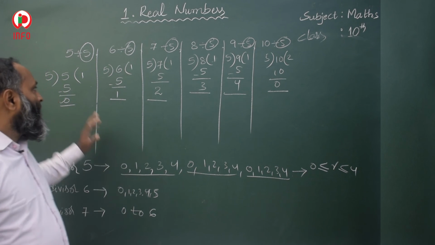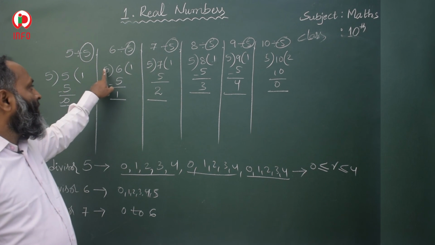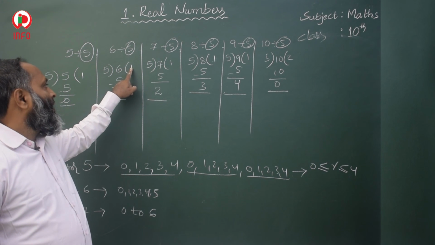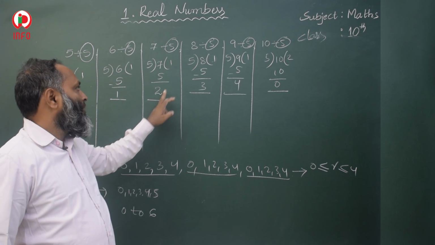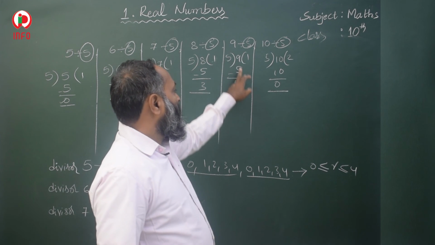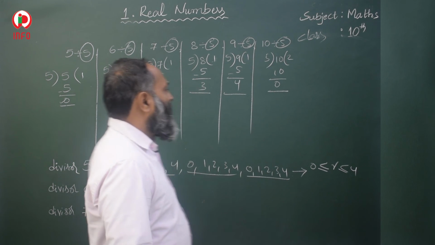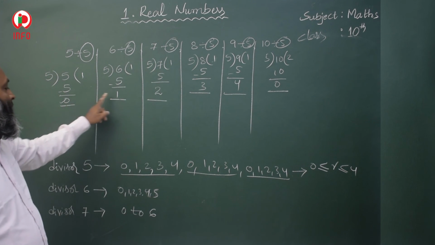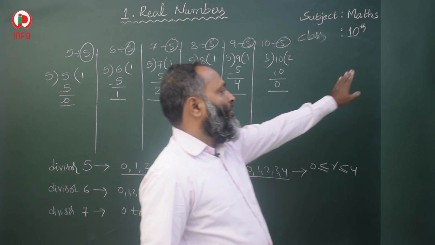Once again, see here. When we divide 5 by 5, the remainder is 0. When we divide 6 by 5, the remainder is 1. 7 divided by 5, the remainder is 2. 8 divided by 5, the remainder is 3. 9 divided by 5, the remainder is 4. Again 10 divided by 5, the remainder is 0. Then what are the remainders here? 0, 1, 2, 3, 4.